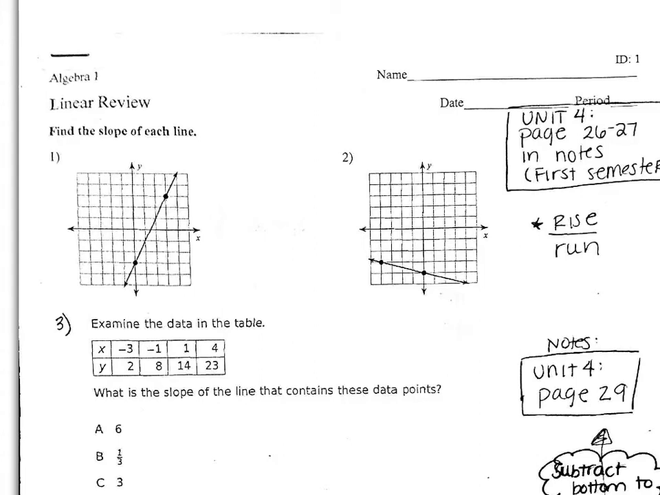For your linear review today, you're going to be going through a multitude of problems. On the first page, it tells you to use your spiral notes from Unit 4, page 26-27. All you're doing on this problem is finding the rise over the run. So you are literally just going to connect your points, count your rise, put it over your run. Remember, if you count up, it's positive, to the right, it's positive, down, it's negative, and to the left, it's negative.